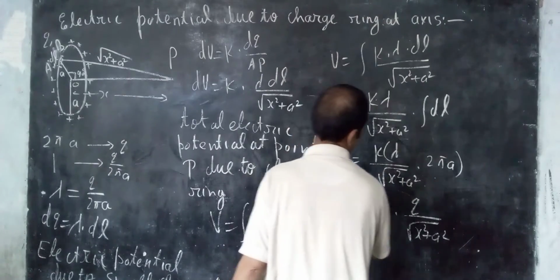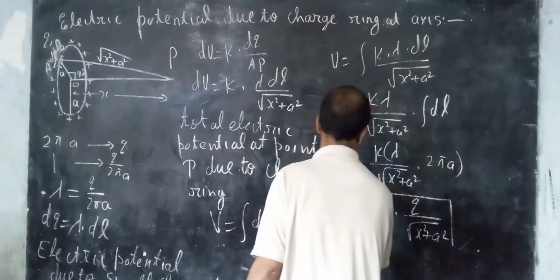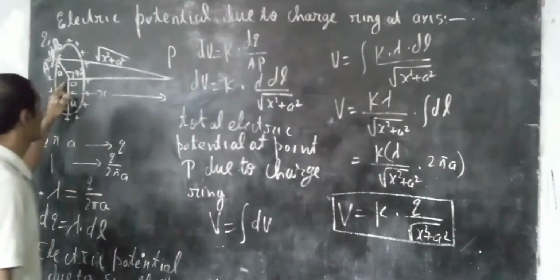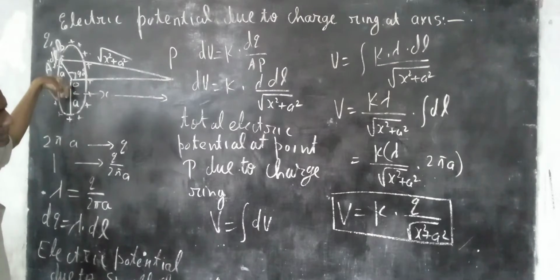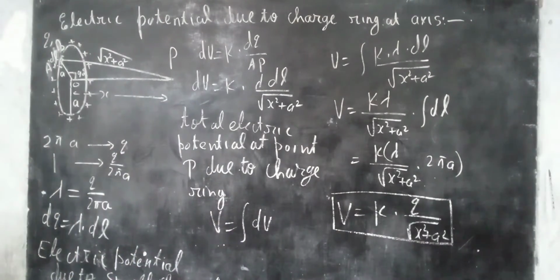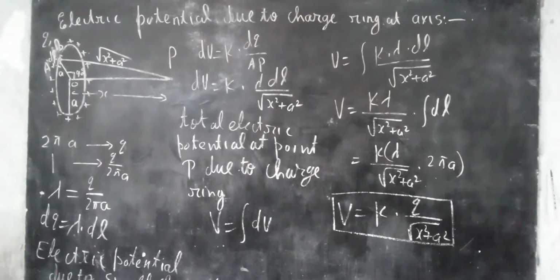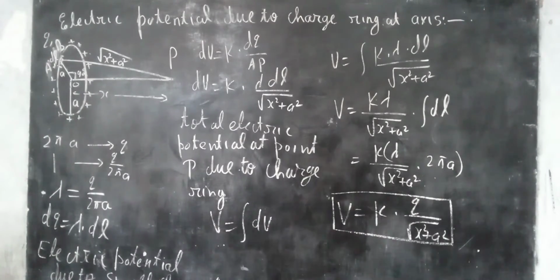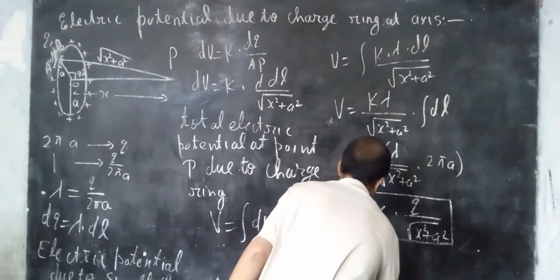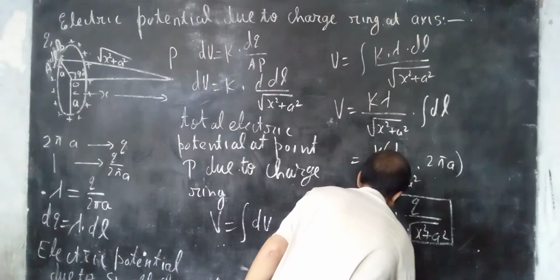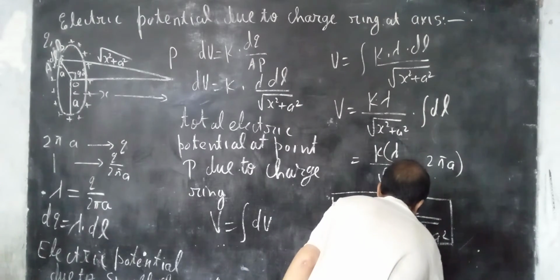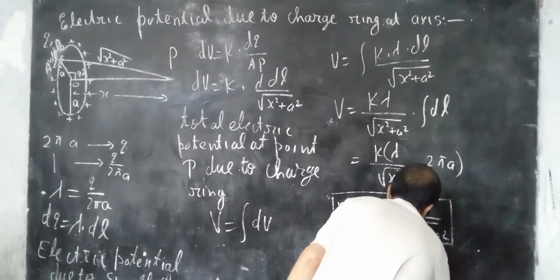So this is the potential due to the charged ring at a point located on the axis at distance x from the center of the ring. So this is the expression of potential due to the charged ring at a point located on the axis of the ring. So k is 1 upon 4 pi epsilon naught, q upon root of x square plus a square.